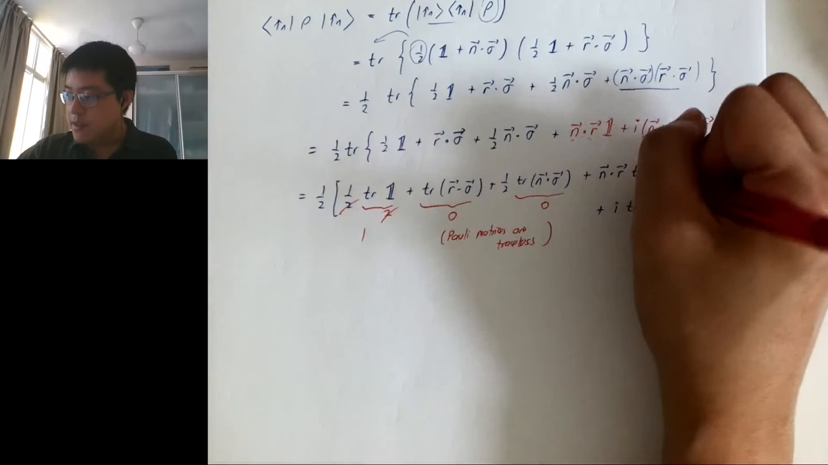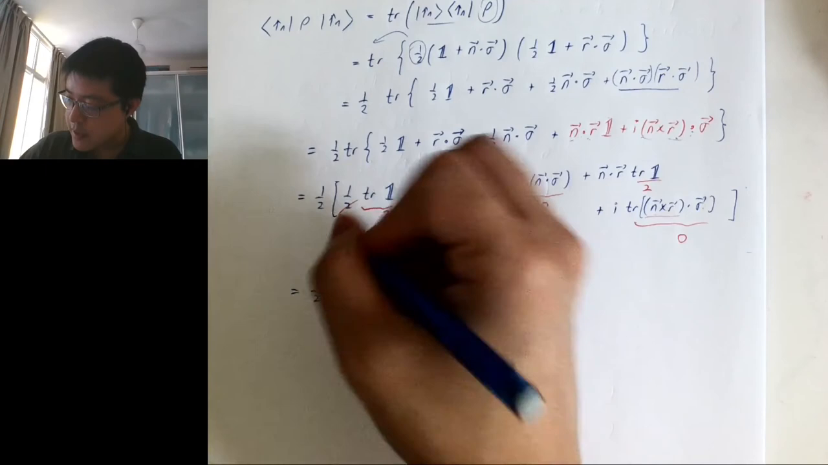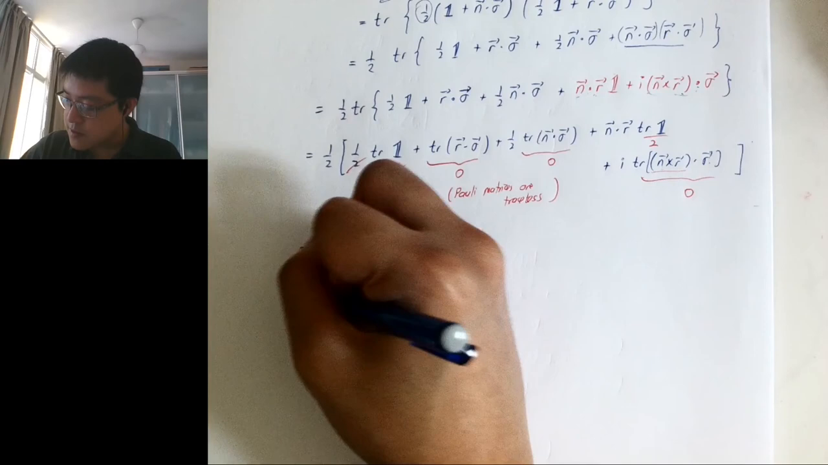Right? This will give me a 2. This one also. This is a number dotted with Pauli matrices, so this is also 0. So what we have here is a half times 1 and then plus 2 n dot r. Okay, and then the rest are 0. So this is a half plus n dot r.